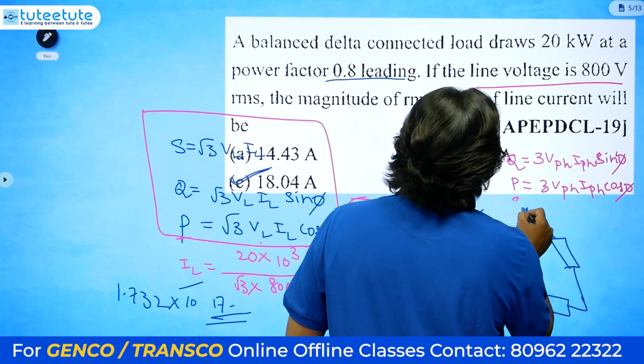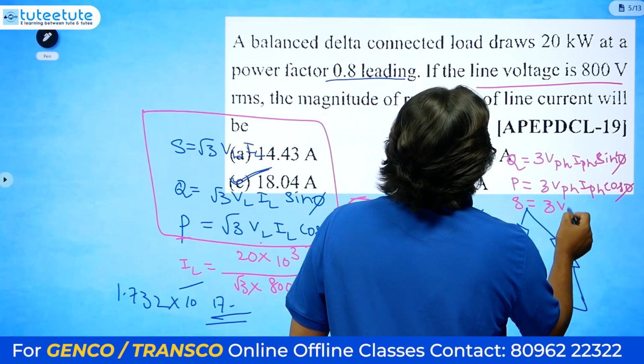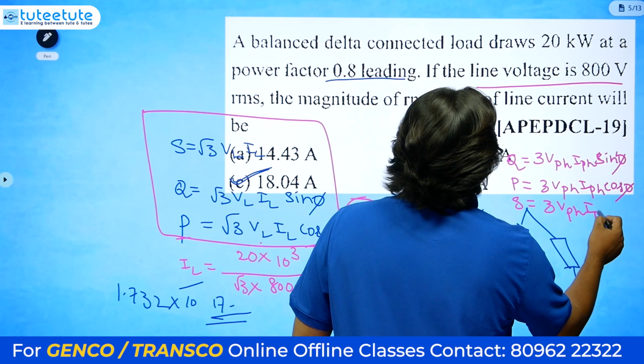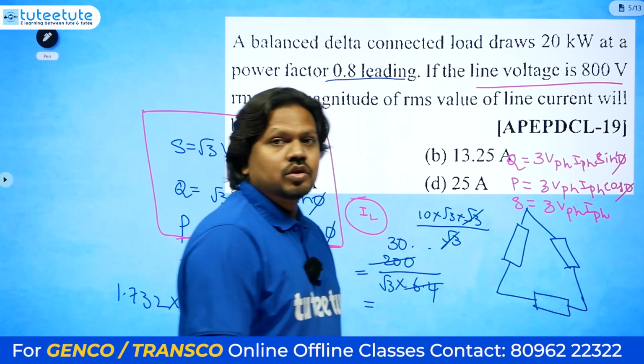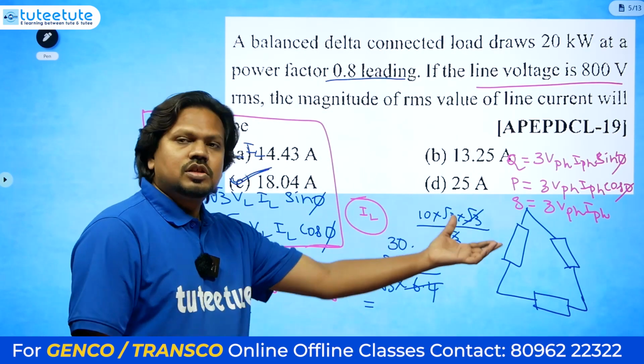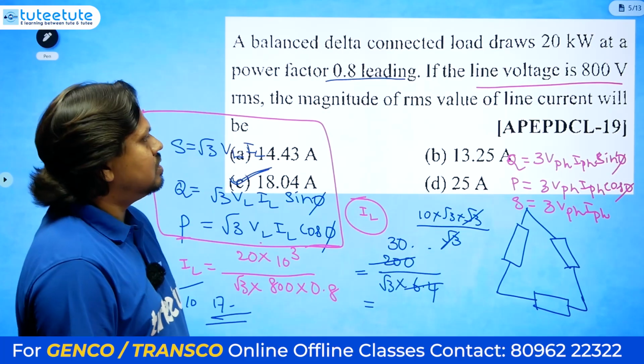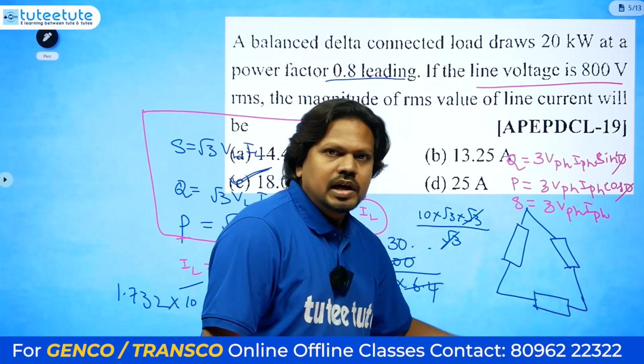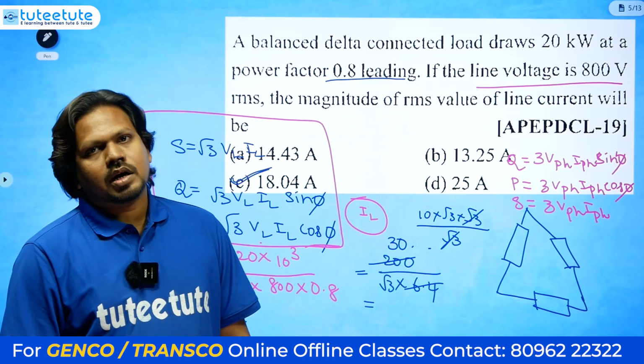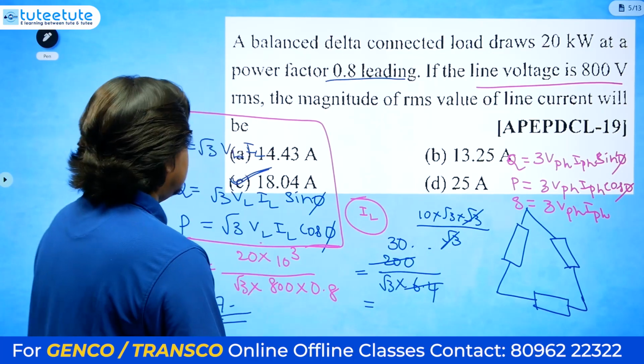The apparent power or complex power is 3 into V phase into I phase. If it is a balanced one, then only these formulas apply. If it is unbalanced, we need to calculate each and every phase separately, then add all three. Anyhow, we'll see the next question.